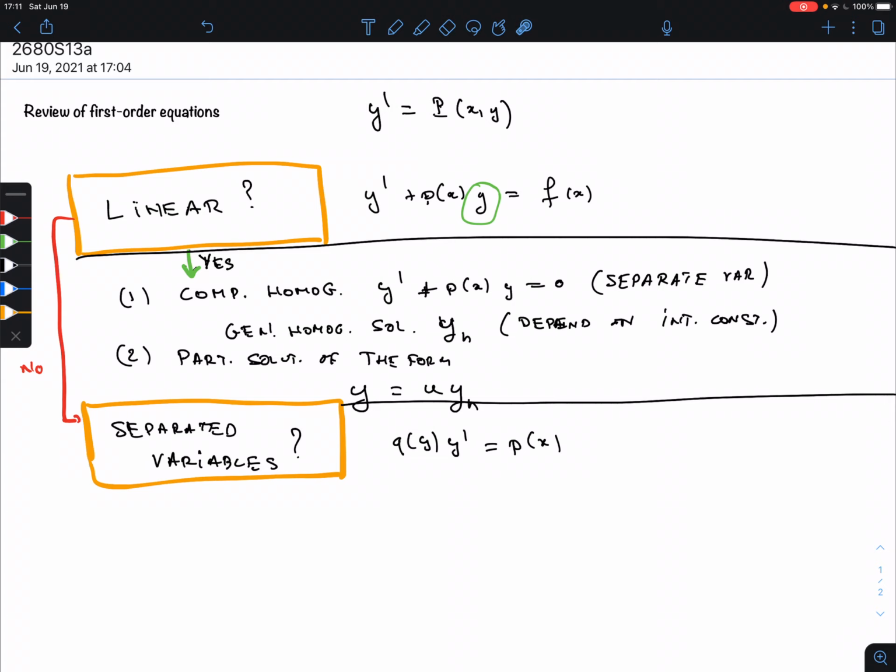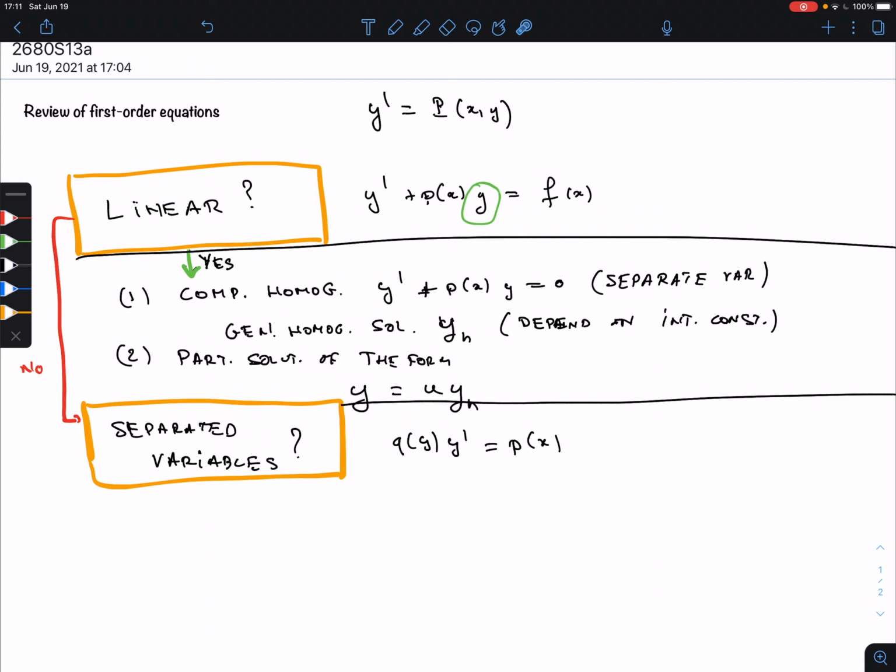What you have to do is there has to be a single y prime, and then in front of that is a function that only depends on y. Okay, that's different. You'll see what I mean with that. So if we are in this separated variable case, what we then do is, well, we just integrate both sides.